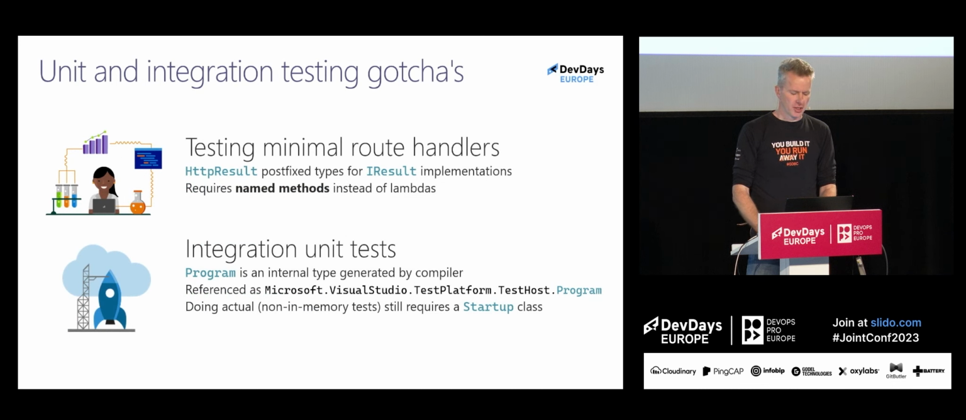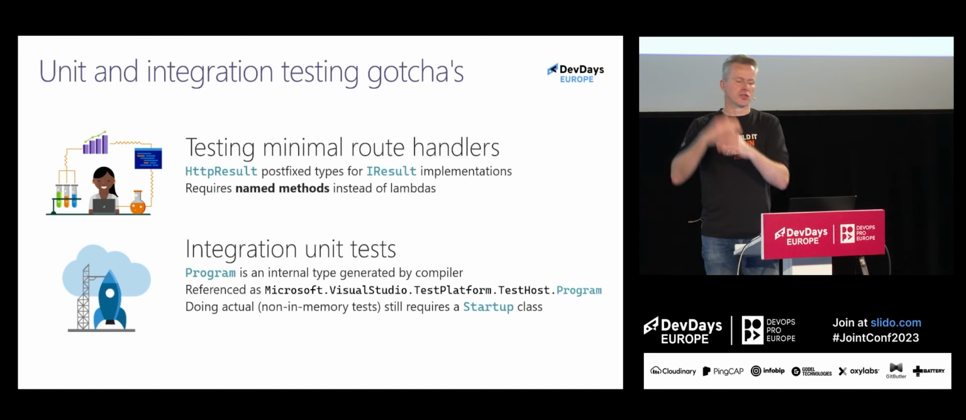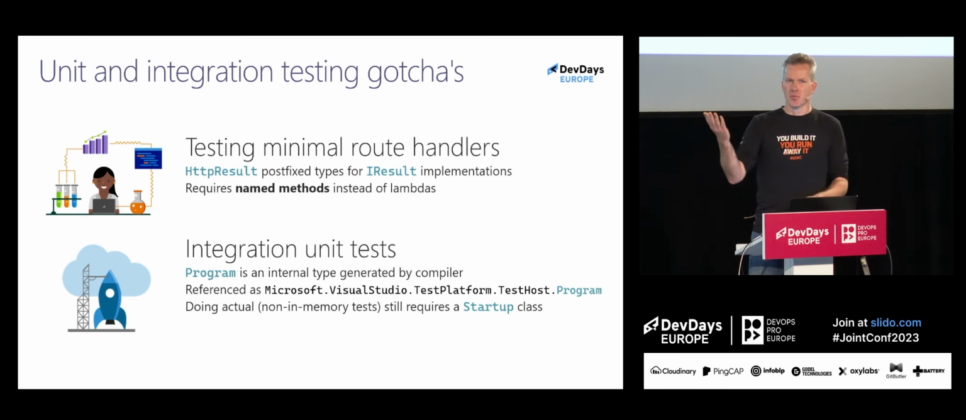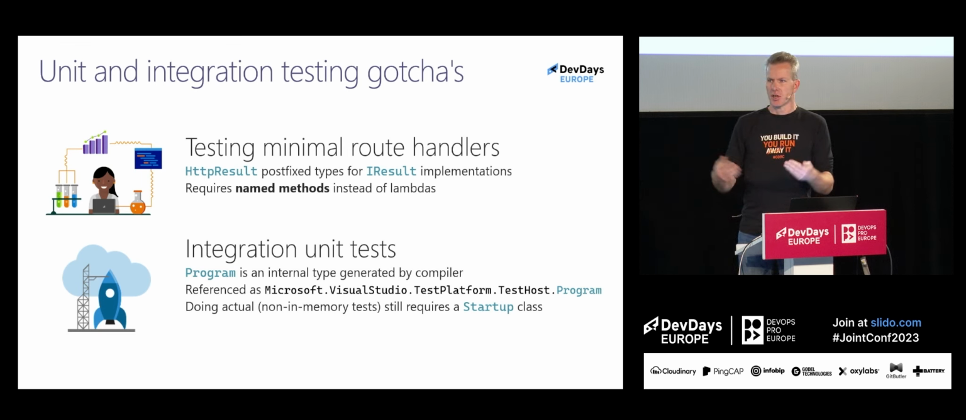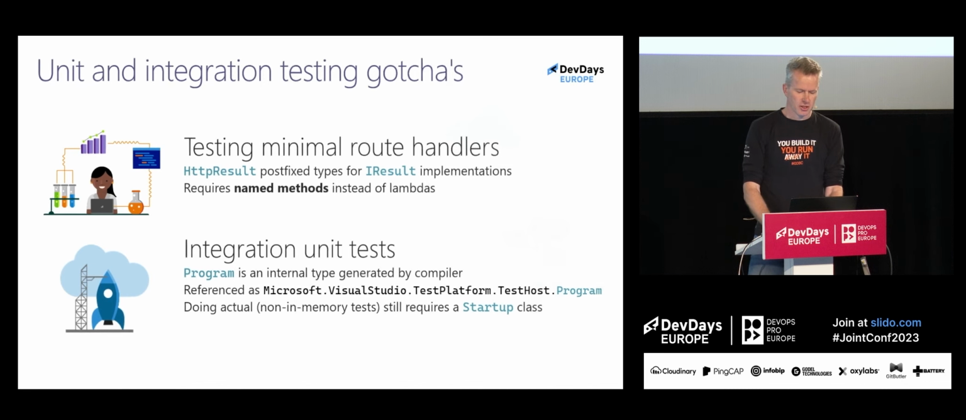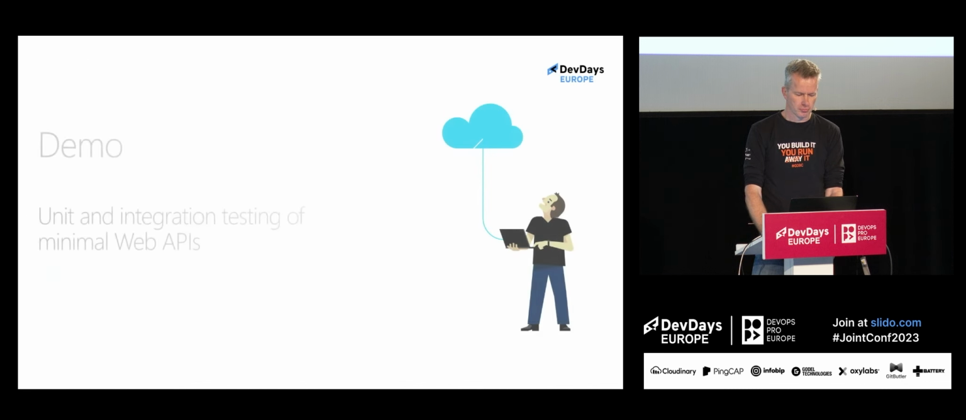The final thing that I wanted to show you is integration and unit testing. There are some things that you need to keep in mind. If you do the anonymous lambdas, it's hard to unit test them. But if you do named methods, you can definitely use them in your unit tests. And let's just quickly go into a demo.